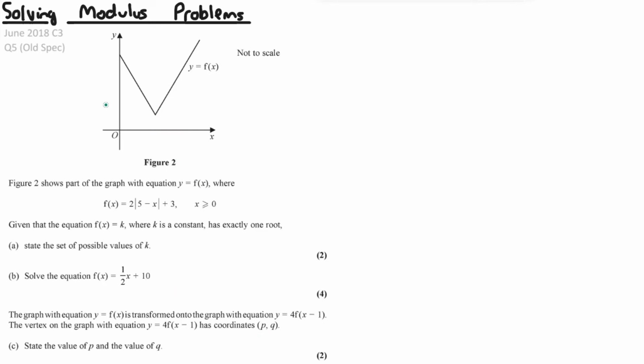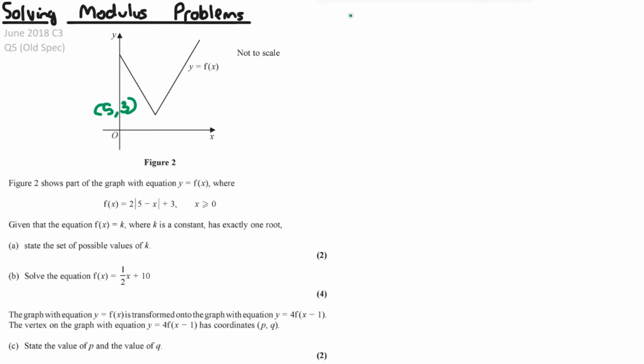So this minimum point, we've alluded to this already, is 5, 3, where the x coordinate is 5 and the y coordinate is 3. And then we need to perform this transformation to see what this point becomes. Remember, when doing multiple transformations, the order is the order in which they affect x first. So firstly, it's going to be x minus 1, and then it's going to be times by 4.